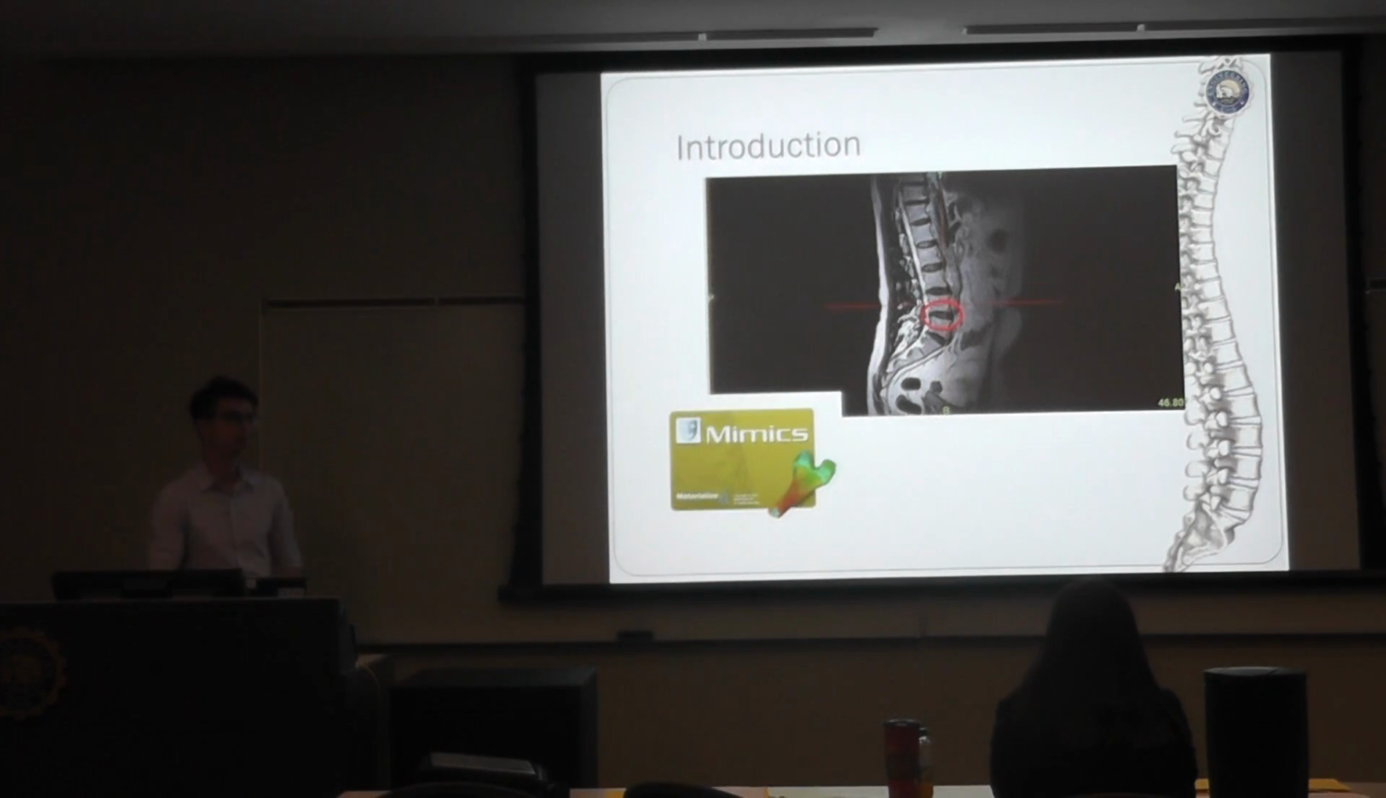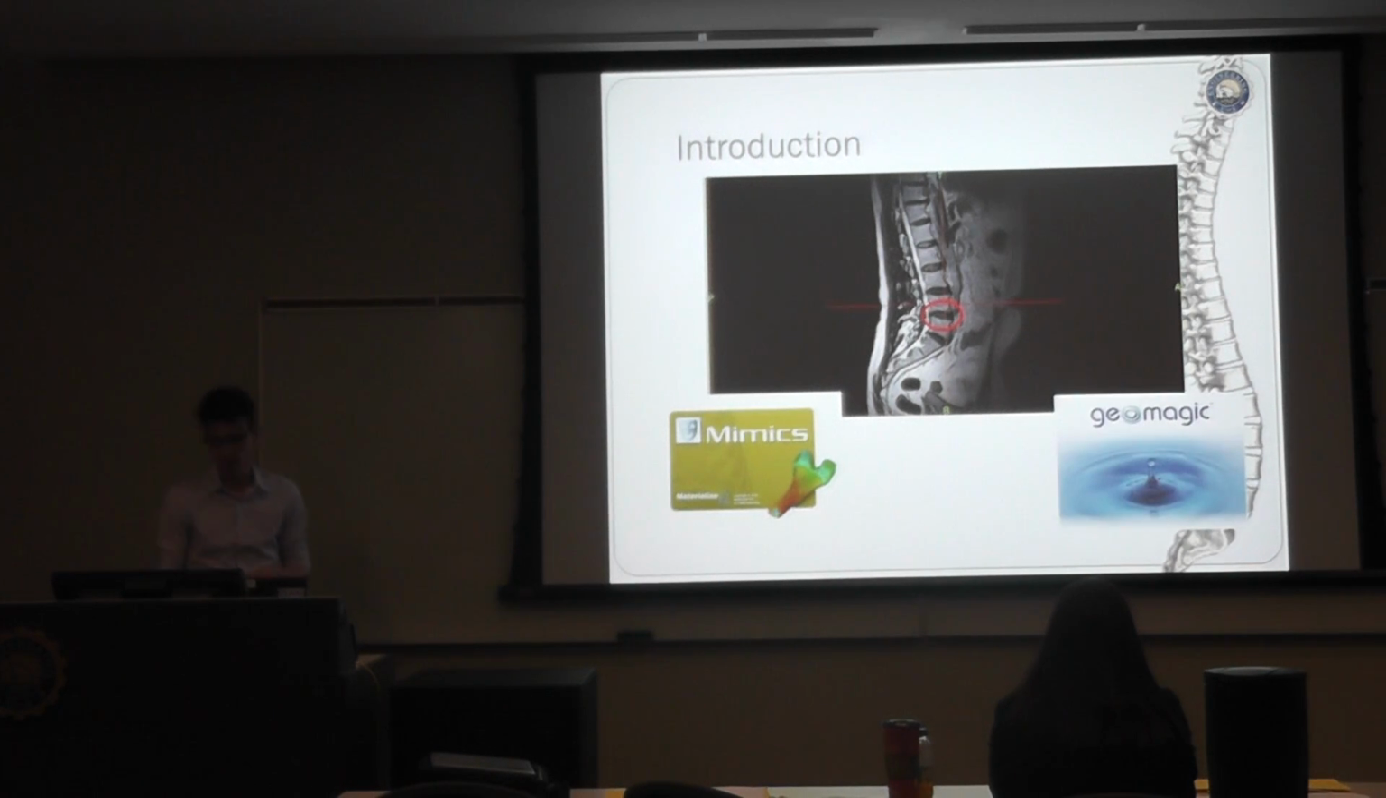To build the model, I used the Mimics biomedical software, and then to analyze the variables that we wanted, which were volume of the disk and the nucleus, cross-sectional areas, and then centroid of the nucleus relative to the centroid of the disk, I used the Geomagic software.